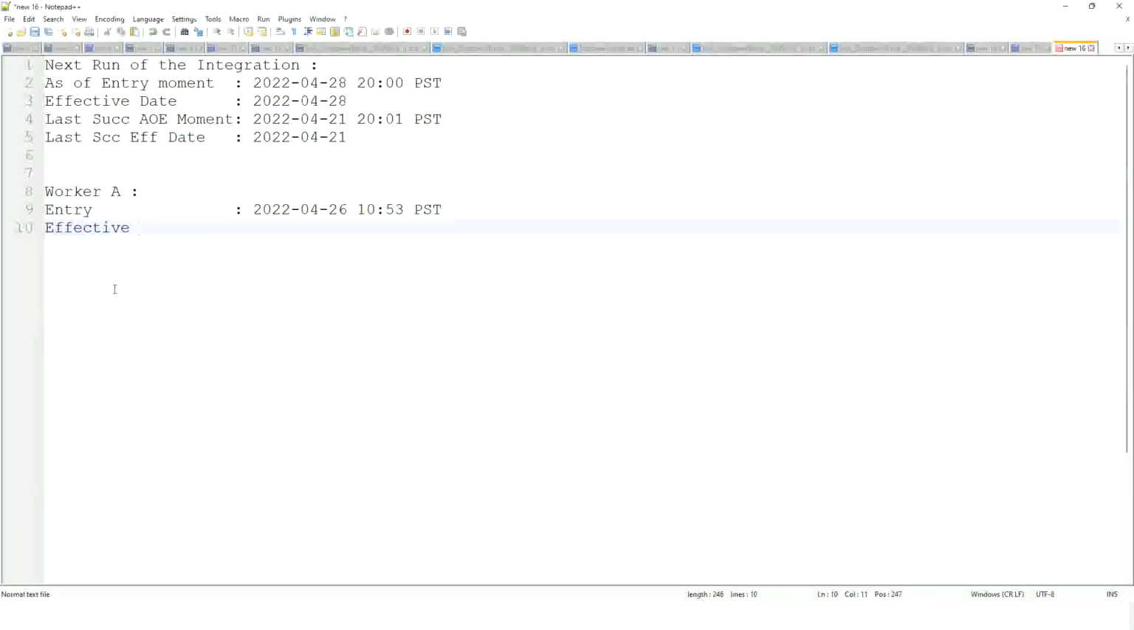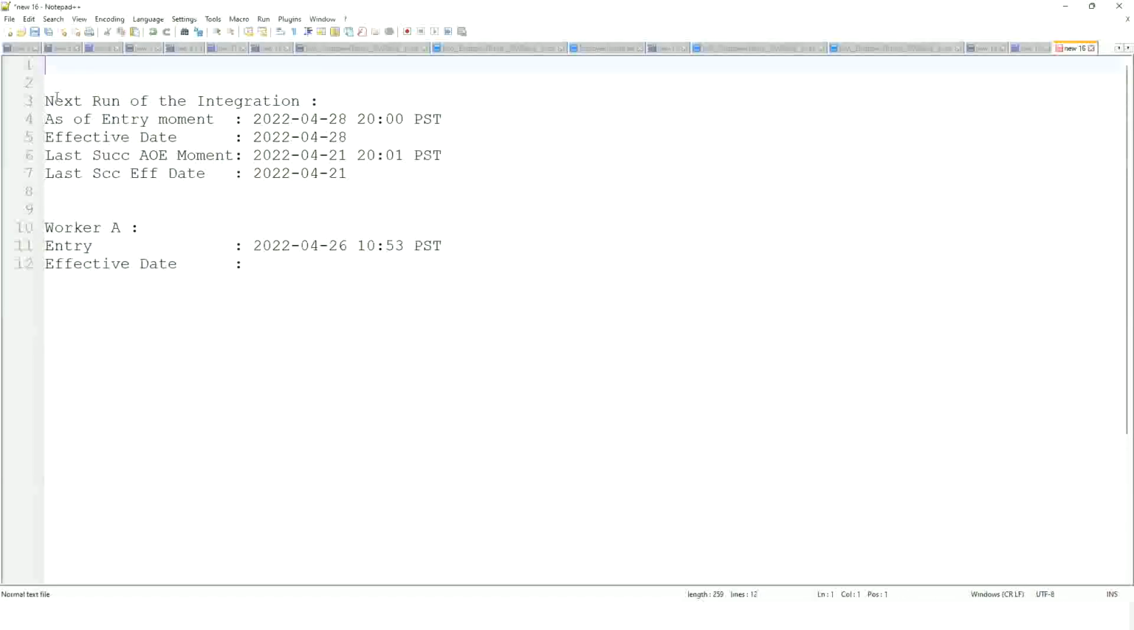The effective date of the hire, and let's say that we are talking about hiring workers, so that is what we are looking for, only new hire. The effective date of hire is 2022-0426. Now don't tell me if it is a yes or no yet. Let me finish off with the others.